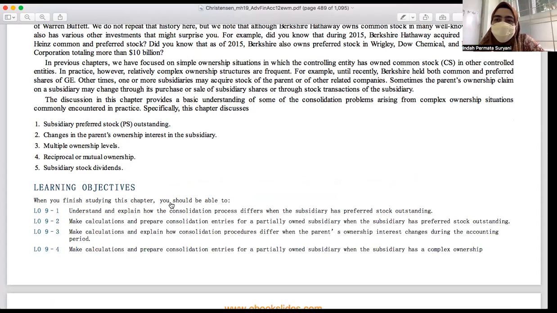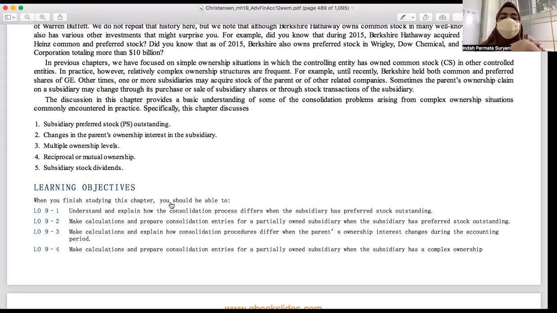So what we're going to cover in chapter 9, the learning objective, is that when you finish studying, we hope you can understand and explain how the consolidation process differs when the subsidiary has preferred stock outstanding. All right, so in this chapter, we're going to start with a company that has preferred stock outstanding, not only common shares.